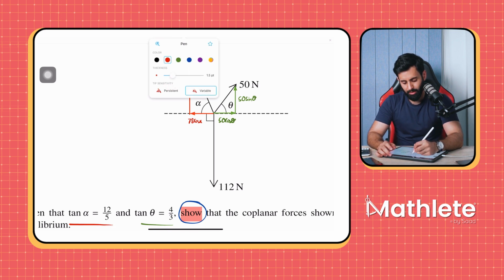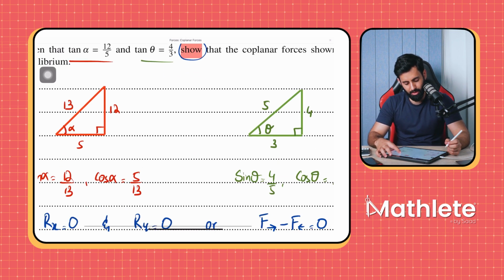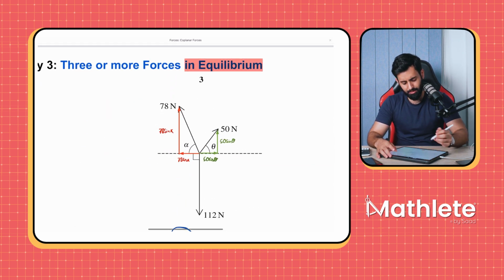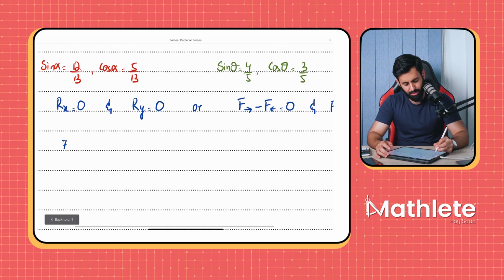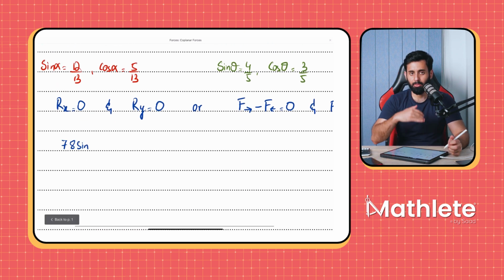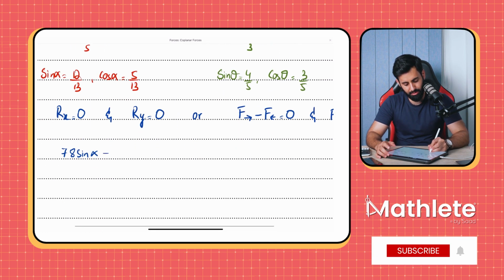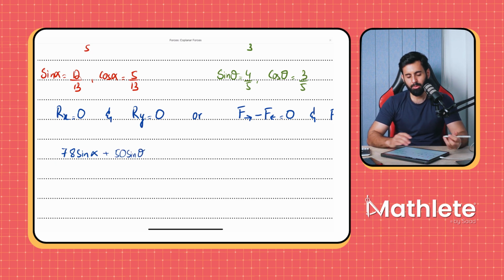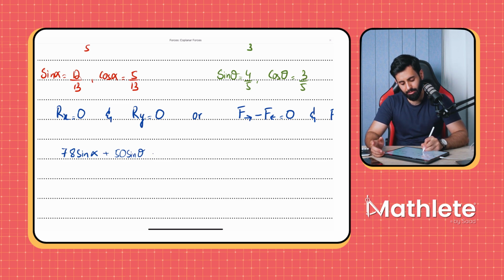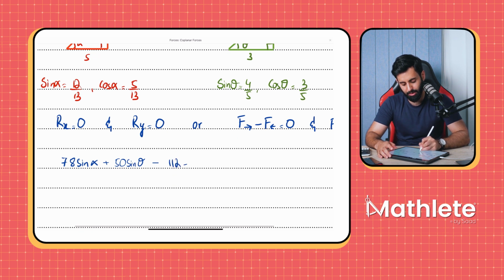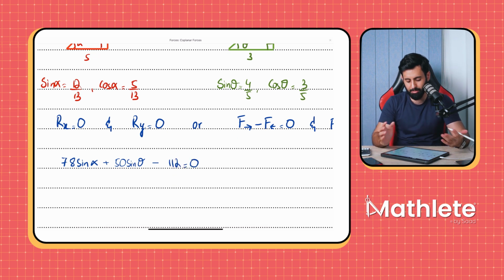Okay, now, so theoretically, all the forces acting upwards, let's make a note of that, 78 sine alpha. So we're going with vertical forces first: 78 sine alpha plus 50 sine theta should be equal to the force that's acting downwards. Or you can think of it this way, that minus the force that's acting downwards, which is just the 112 Newton force, should be equal to 0. Again, remember, just decide what to do and then stick to it.